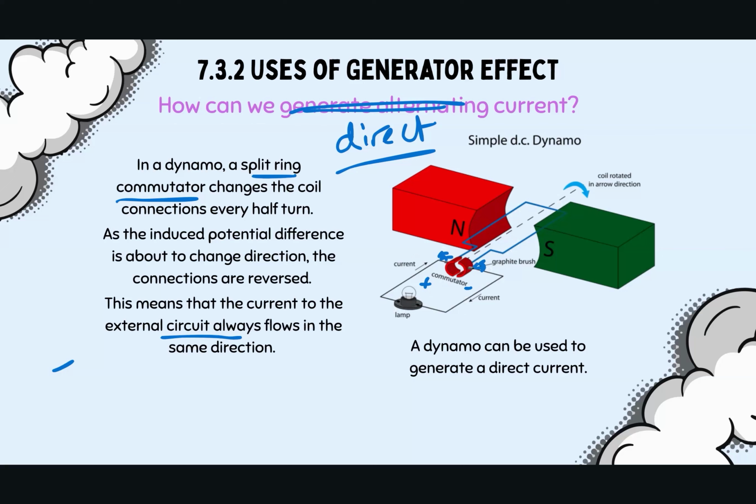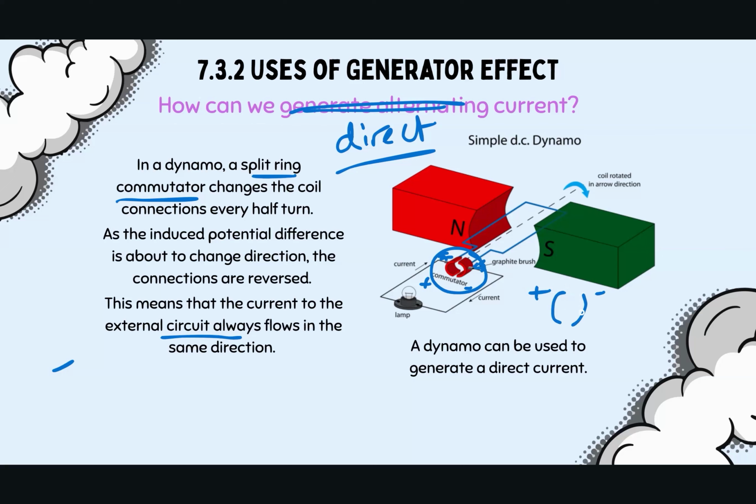Now, naturally, as the coil turns, the direction of movement changes every half turn. So the induced voltage reverses every half turn, just like in a generator. But the difference is this split ring commutator. It switches the connection of the coil every half turn. Just as the voltage is about to reverse direction, the ring flips the connection. The commutator flips.